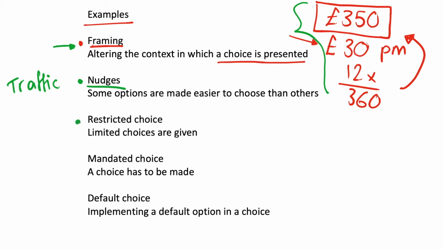The next one is one where we do actually restrict the choice that people have, and this is restricted choice. So we give people a limited number of choices, and in this way we are sort of narrowing down people's options, so they have to make a choice between fewer things, so it's more likely that they choose the thing that we want them to choose.